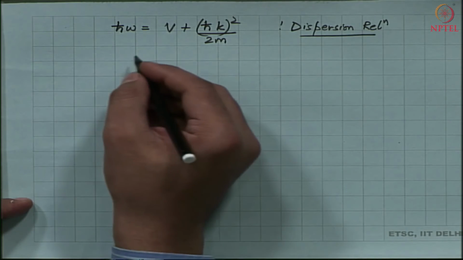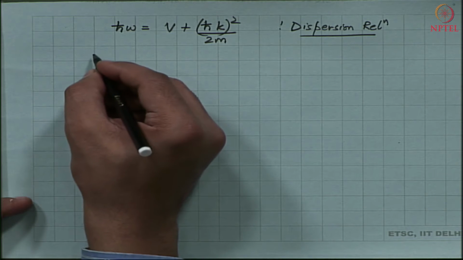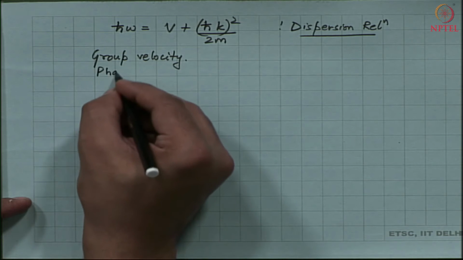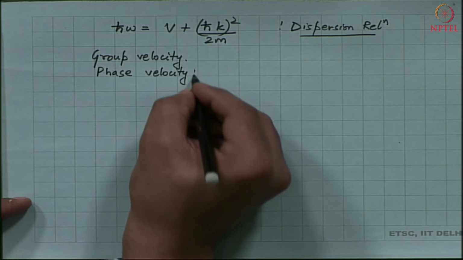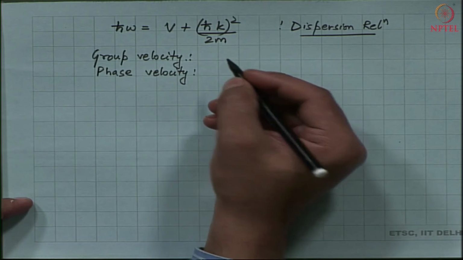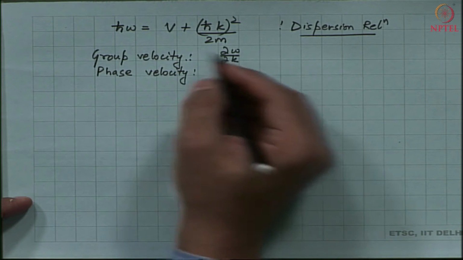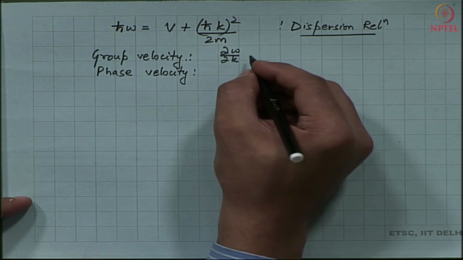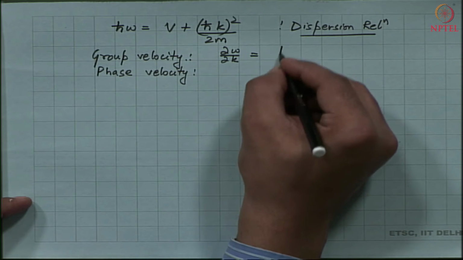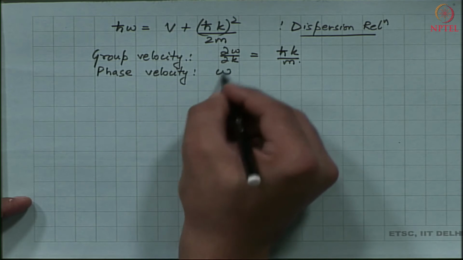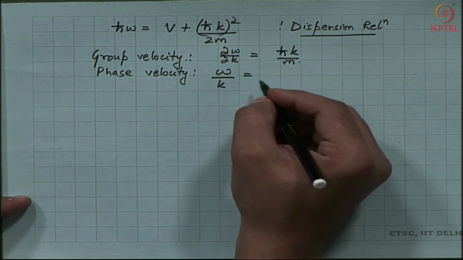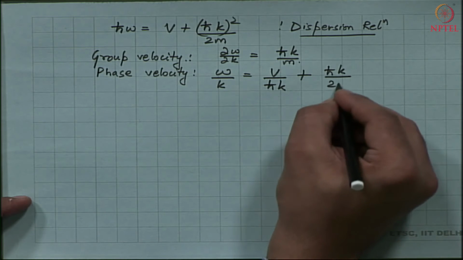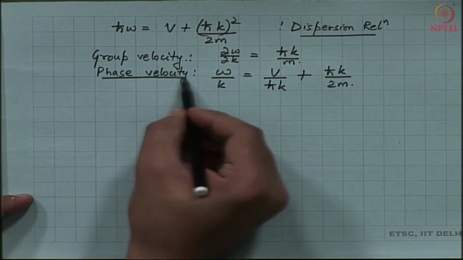Now there are some important quantities that can be found out of this dispersion relation. One of them is the so-called group velocity, and the other one that is commonly used is the so-called phase velocity. So what is group velocity? Mathematically, group velocity is given by the expression del omega del k. So I need to divide throughout by h cut here and differentiate omega with respect to k. In this case, the group velocity is equal to h cut k by m, and phase velocity is omega by k, which in this scenario is given by V by h cut k plus h cut k by 2m. Notice that the group velocity and the phase velocity are two separate quantities.